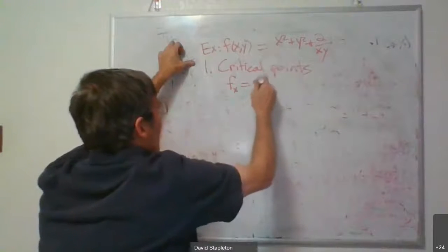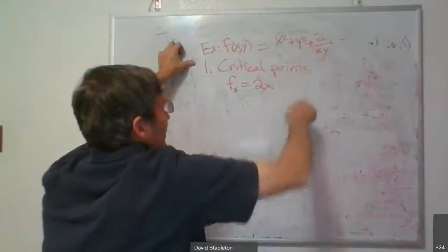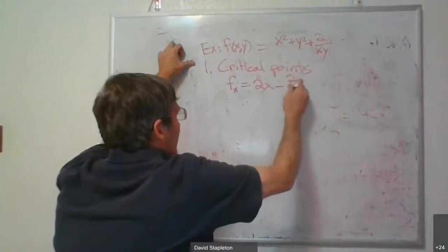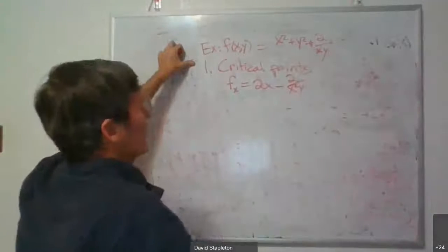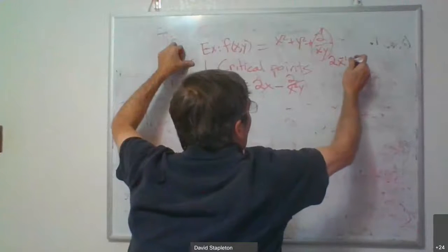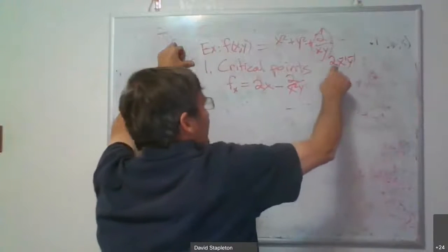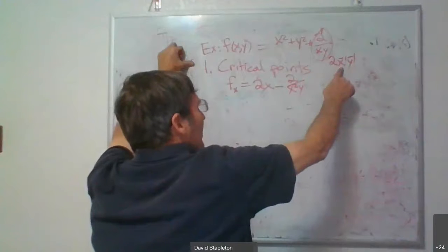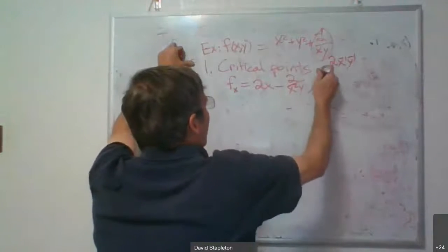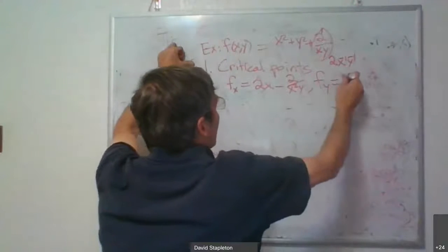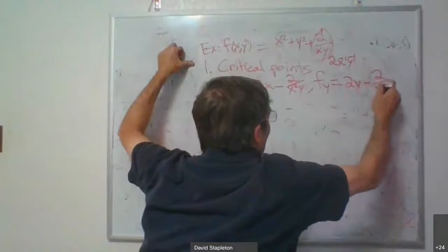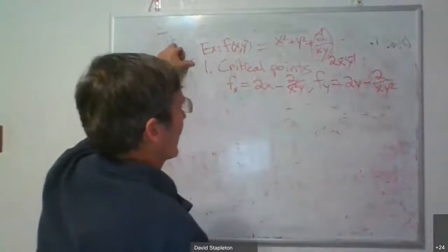fx is 2x plus 0 plus the derivative of x to the minus 1, which is minus 1 x to the minus 2. So I get minus 2 over x squared y, the partial derivative of 2 over x. So I think of this as 2x to the minus 1, which gives 2 times minus 1 x to the minus 2. So there's fx. Here's fy: 2y plus the same calculation, minus 2 over x y squared.